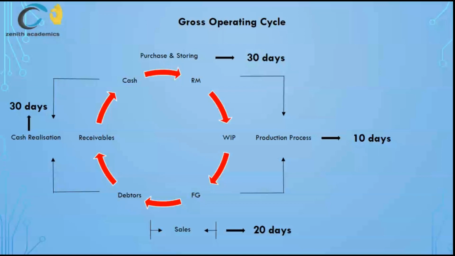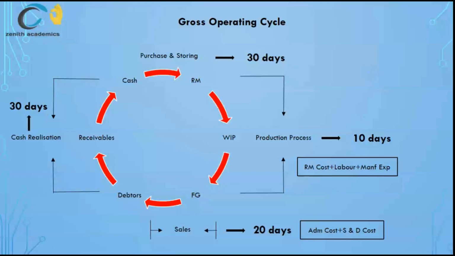But during the production process, several expenses like cost of raw material, labor cost, and other direct manufacturing costs are incurred. Similarly, several administrative expenses like salaries, rent, electricity, and selling and distribution costs are involved. Moreover, realization expenses are also incurred.